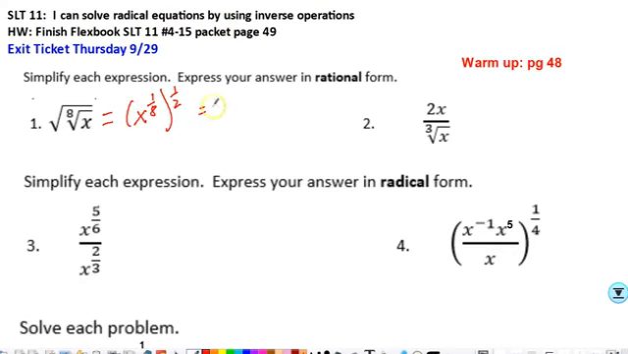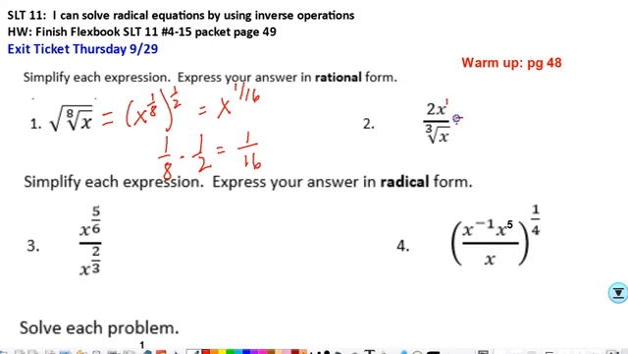When I have a power to a power, I can multiply the exponents. So I multiply numerators, multiply denominators, and I get x to the 1/16. That's in rational form. That's my final answer.